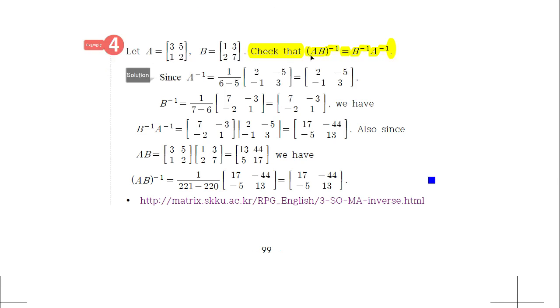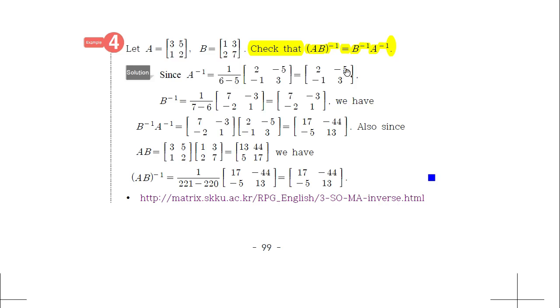Anyway, example 4. For these two matrices, check that the inverse of AB is the same as B inverse times A inverse. Yeah, you find A inverse like this and B inverse. Then all you have to do is just multiply these two matrices. Find the inverse of AB, which is this, and find the product of these two inverse matrices, which is this. As you see, these two are the same.